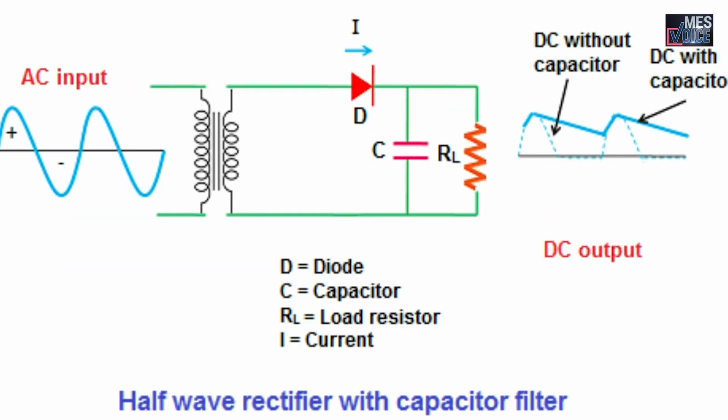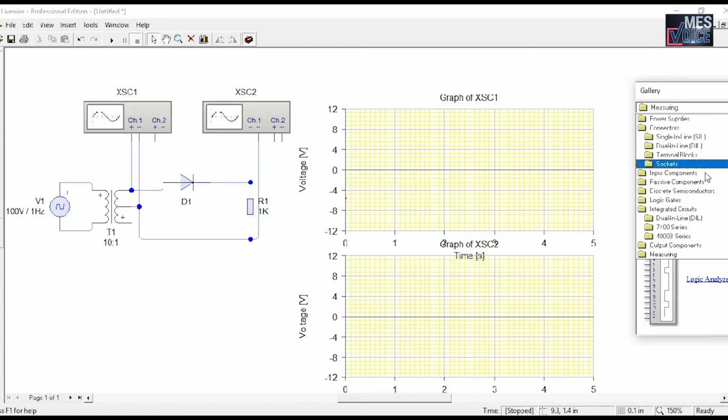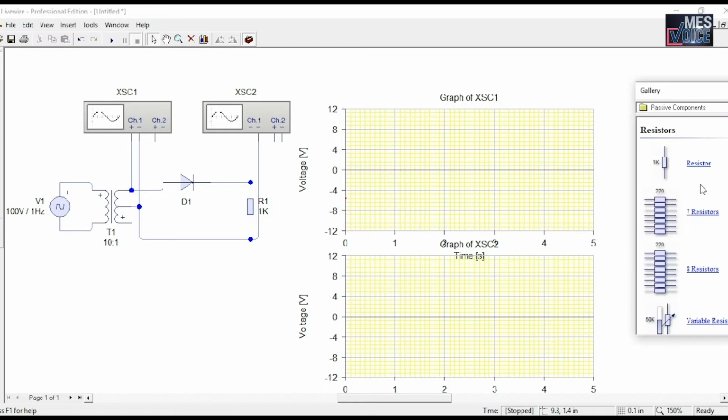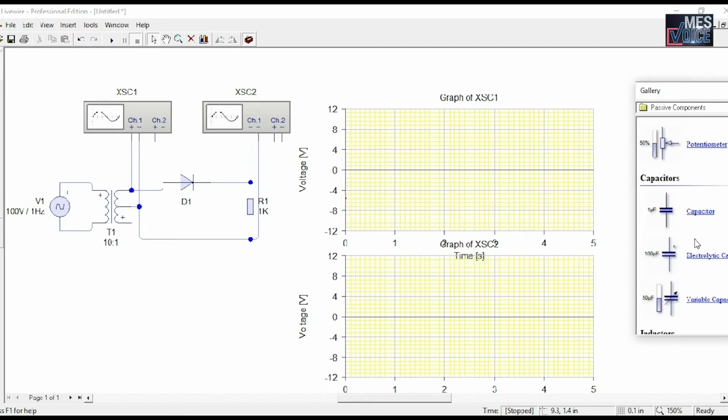Dear students, this is the circuit diagram of a half-wave rectifier with capacitive filter in the output. Before constructing, let's see the circuit diagram in Livewire. This is the circuit diagram that we connected for the half-wave rectifier previously, and we are adding one capacitor in the output.